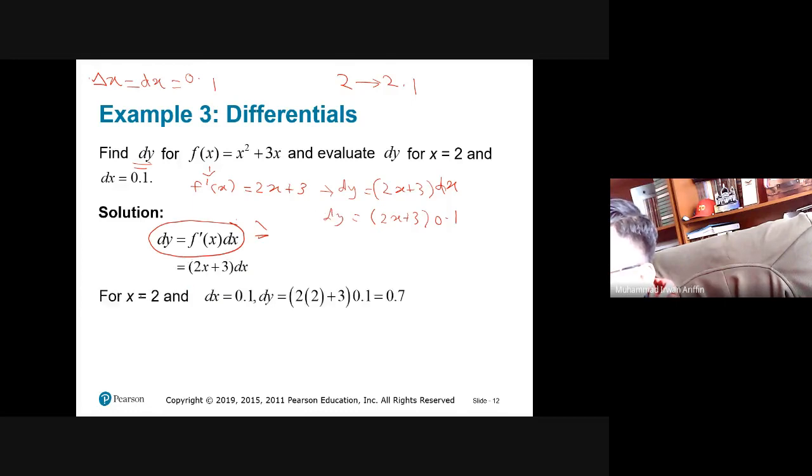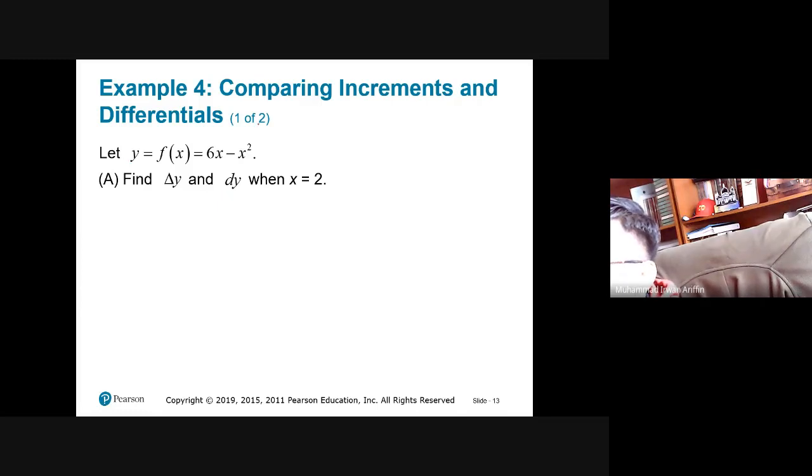Now, for x equals 2 and dx equals 0.1, what do we need to do? We simply replace this x with 2. Okay. So we will get 0.7. So this is dy, which is the approximate change in y when x changes by 0.1. When x changes by 0.1, we approximate that y will change by approximately 0.7. Okay, so let's have this example. Hopefully it will clarify a lot of things.